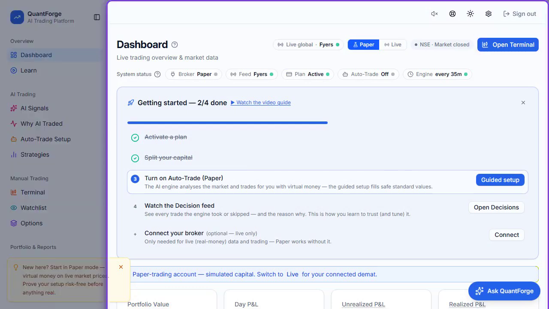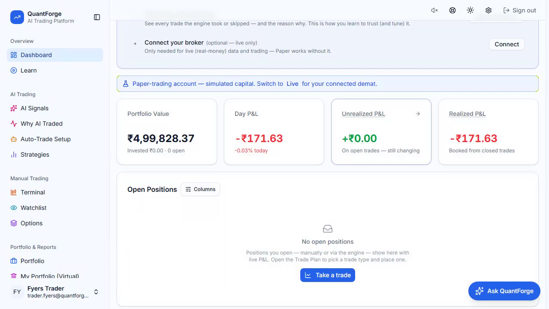There are 5 little labels here: broker, feed, plan, auto trade, engine. This is the health of your setup in one line. Broker says which account your orders would go to. Here it reads paper, meaning practice money. If you had connected a real demat, it would name that broker instead.